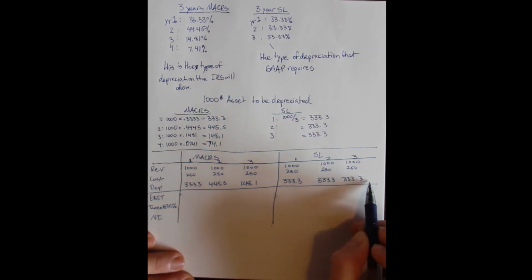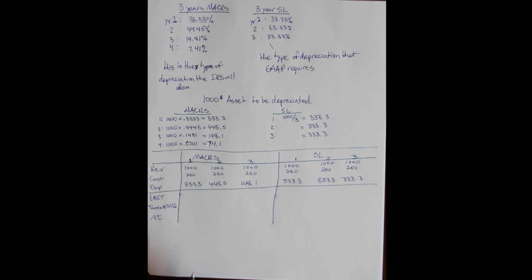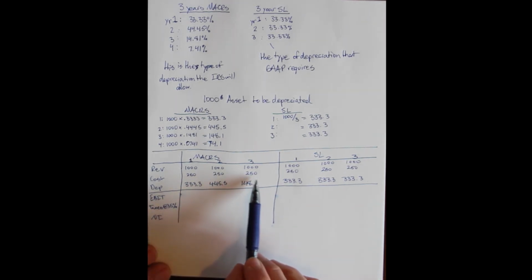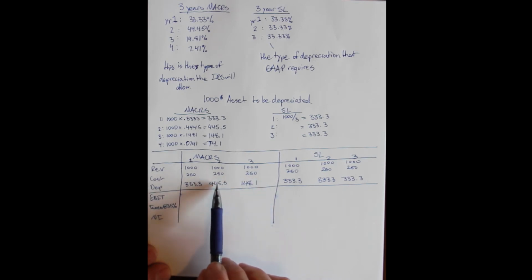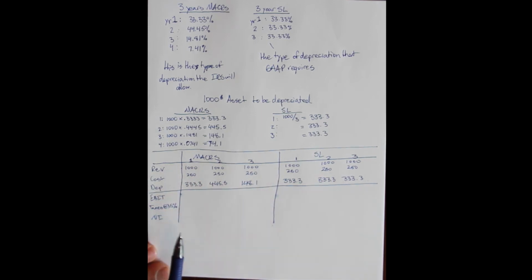So straight line, I depreciate the asset fully. Makers, I haven't fully depreciated the asset until the 4th year. But I have accelerated the depreciation from years 3 and 4 into year 2. Right? So I have a higher depreciation percentage in year 2, a lower depreciation amount in year 3. That's what the accelerated refers to.